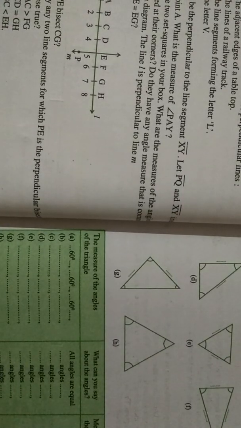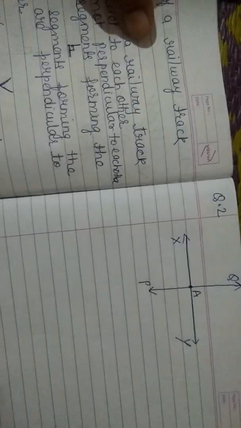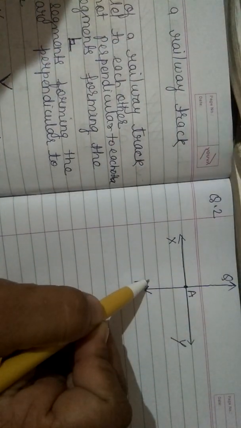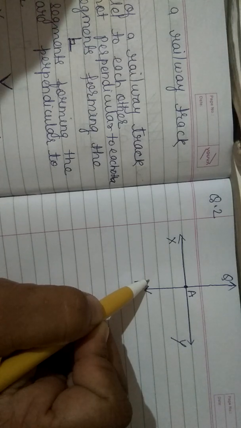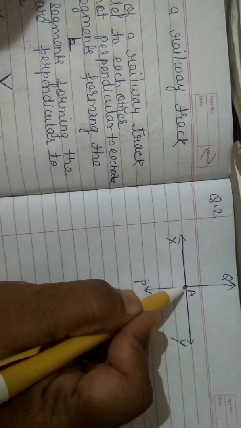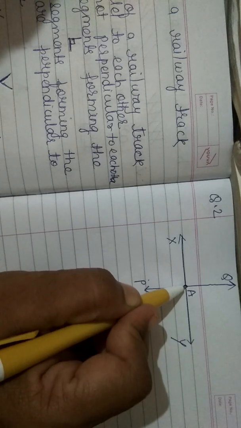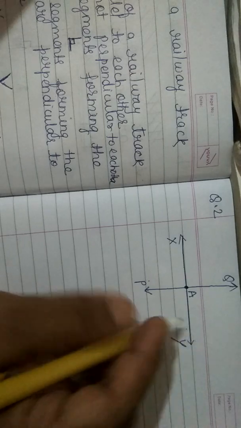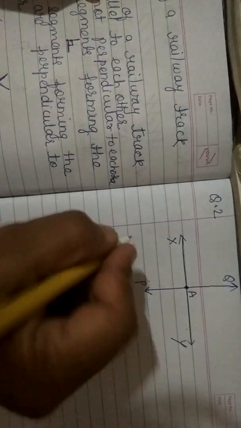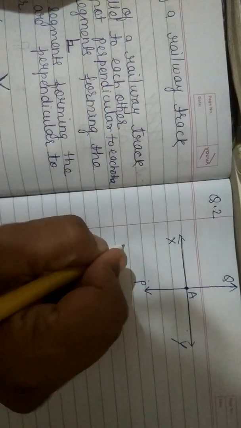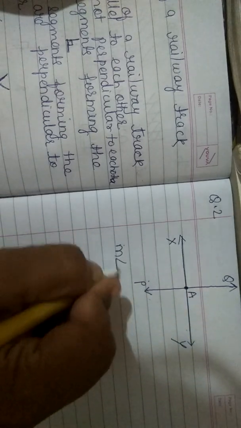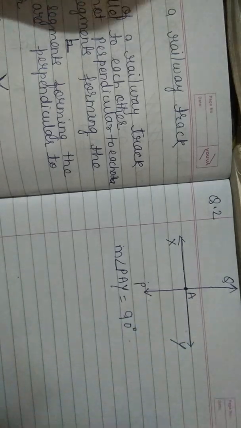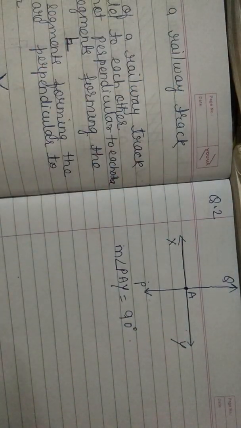Okay children, now let's draw this figure. They are telling us to let PQ be the perpendicular to line segment XY and let PQ and XY intersect. These are intersecting lines, meeting at A. What is the measure of angle PAY? Now children, from the figure it is clear that the measure of angle PAY is equal to 90 degrees. Okay children, now question number 3.